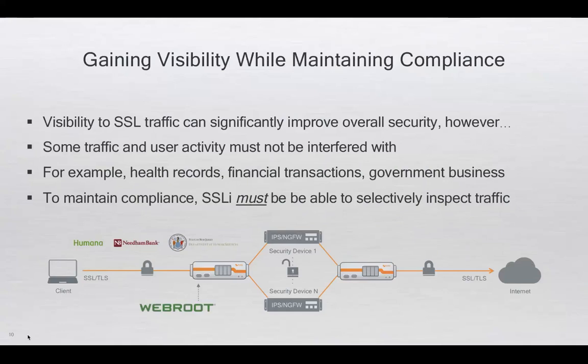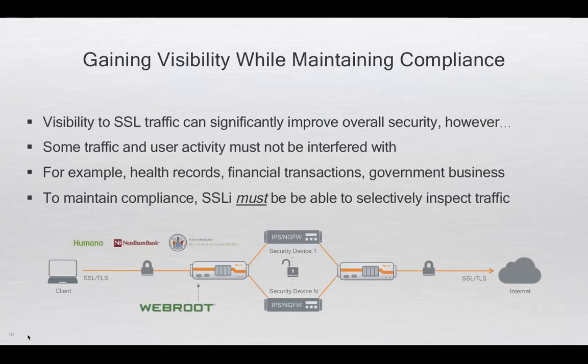So this goes back to the title of the webinar, which is Gaining Visibility While Maintaining Compliance. Visibility into SSL traffic can significantly improve overall security. However, some traffic and user activity can't be interfered with. For example, health records, financial transactions, government business, and others. To maintain compliance, the SSL intercept solution must be able to selectively inspect traffic, right? So if somebody is doing something that's HIPAA related, and you decrypt and take a look at that traffic, then you're going to be in trouble, right? And the same holds true for Sarbanes-Oxley or other financial compliance regulations and things of this nature.